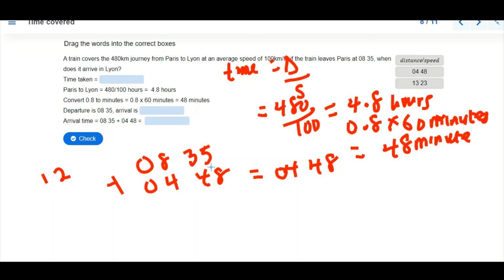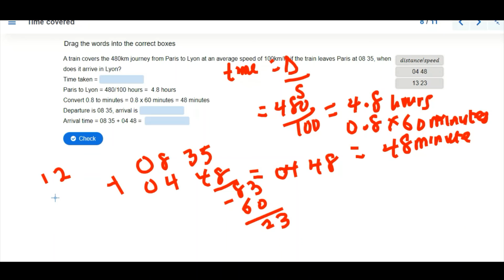Now if you add 35 plus 48, what is that going to give us? That is 83 minutes. We are reading in hours, and 83 minutes is actually more than 1 hour. So let's remove 60 minutes, which is an hour, from 83 minutes. We have 23 minutes. The 60 minutes that has been removed, which is an hour, will be added to 12. So 12 plus 1 makes 13. So we have 13 hours 23 minutes.